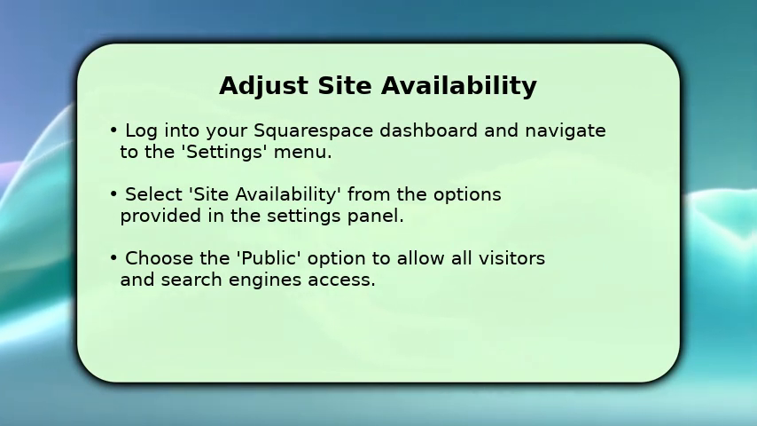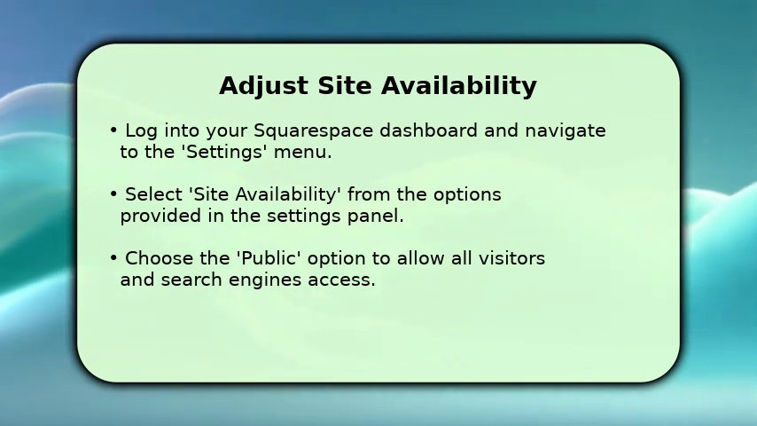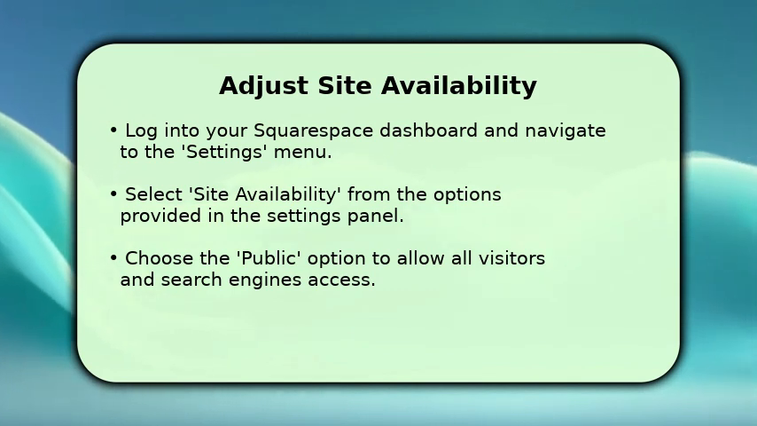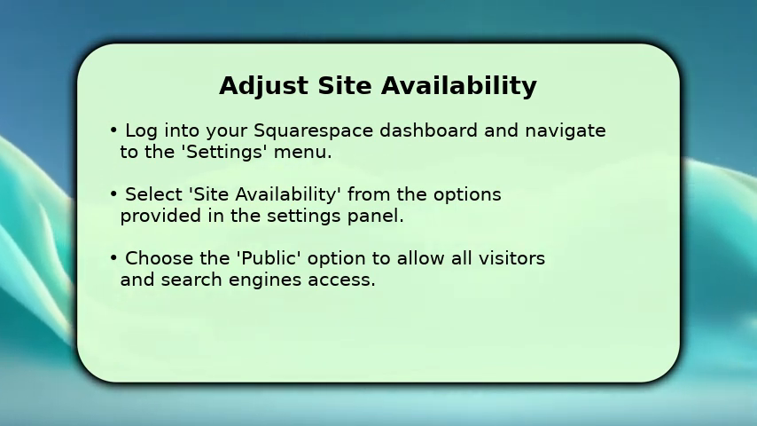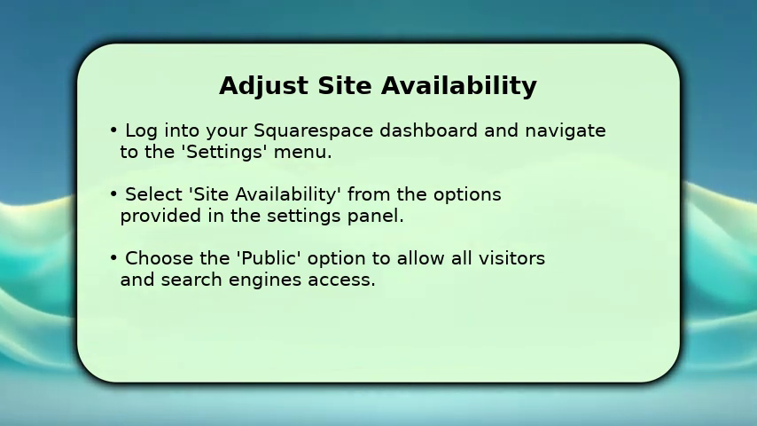From your Squarespace dashboard, locate the Settings menu. Within Settings, find and click on Site Availability. Here, you'll see options like Private or Password Protected. To make your site visible to everyone, select the Public option. Remember to click Save to confirm your choice and publish your website to the world.